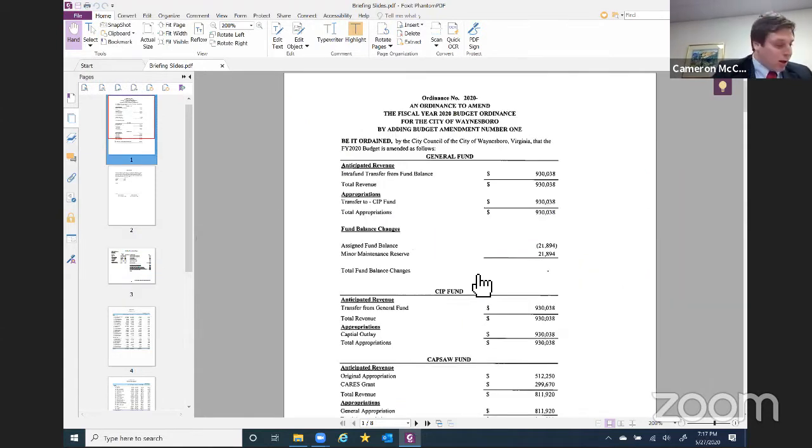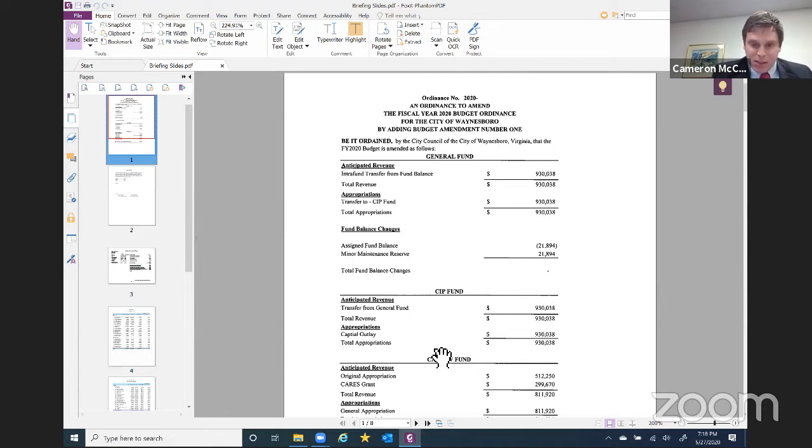$930,038. The second part of the amendment moves $21,894 from your assigned fund balance from last year to your minor maintenance reserve. So it basically increases or replenishes the minor maintenance reserve that council adopts. And I think that's at 300,000 current, or we'll be back at 300 once this is adopted.